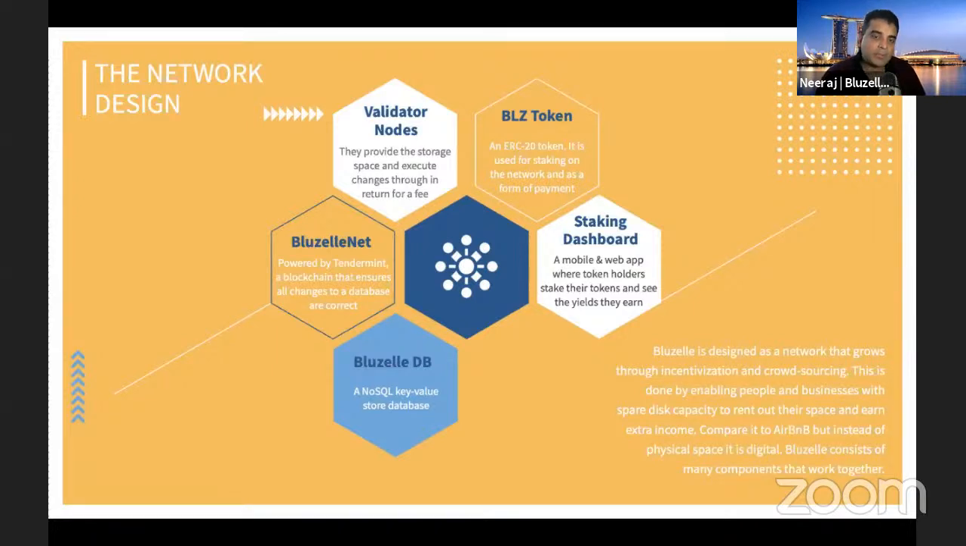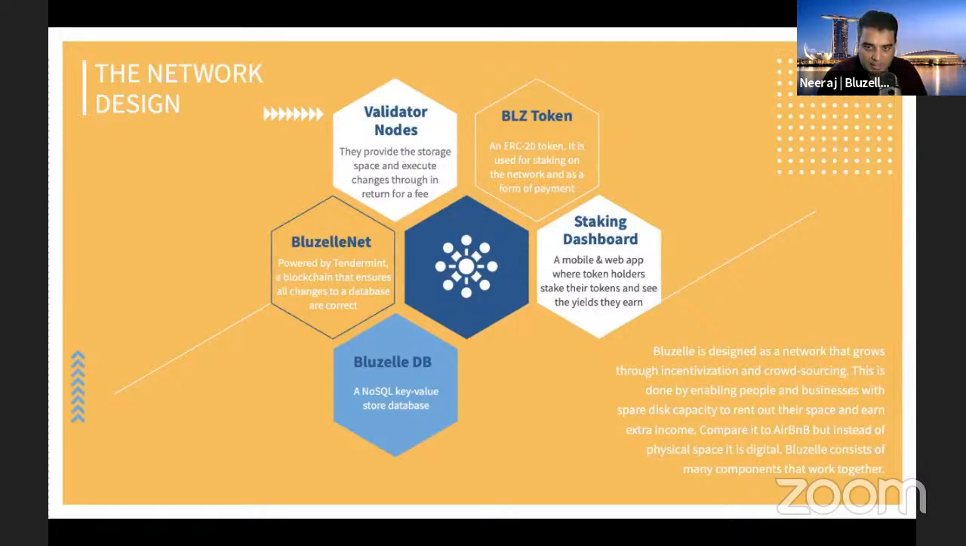Our validator nodes are a critical part of our infrastructure. They provide the storage, and more critically, they actually participate in consensus to determine which transactions are approved and which ones are not. And they're obviously incentivized through the proof of stake system that we have. Our database sits on top of that. And then we have our ERC20 token that we did an ICO for in 2017. So we have a one-to-one parity between our ERC20 token and our native token that runs on our blockchain directly.